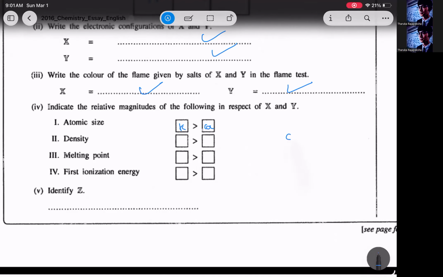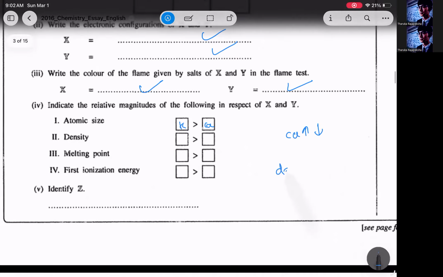Then density, which is mass per unit volume. The molar mass of calcium is larger than potassium, and also the volume of calcium is smaller than potassium. So what does that mean? Density is mass over volume. So when mass is large and volume is small, density is extremely large for calcium. So you can say calcium is larger than potassium.